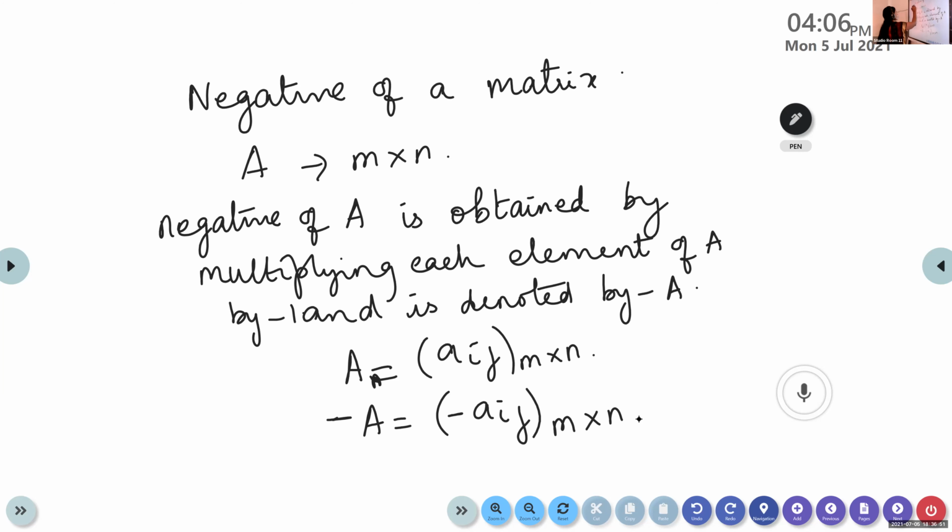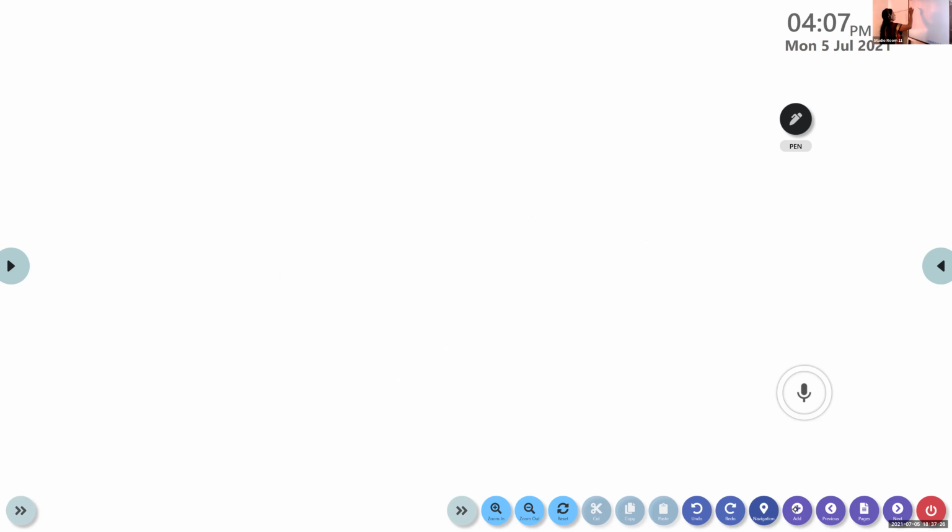So two things we have learned now. Which are the two things? First one is addition. Second one is subtraction. Now this is the third one: negative of a matrix. Negative of a matrix means we multiply each element of the matrix by one negative sign. Up to this, is it okay? Karthik, Tomlin? Yes, ma'am.